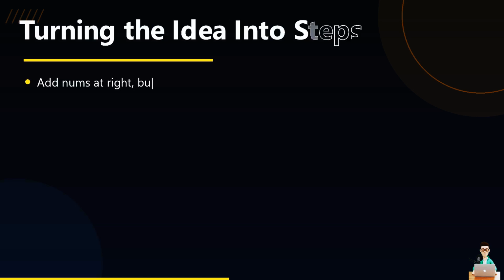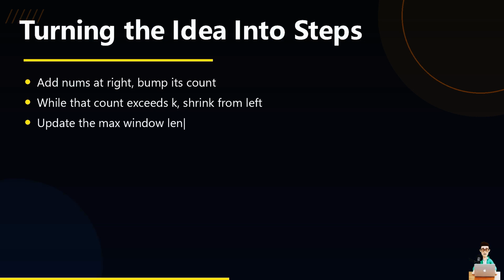Clean. Here's the algorithm in plain steps. Add the value at the right pointer, increment its count. If that count is now over k, shrink from the left, dropping counts until it's legal again. Then update our best length using the current window size.